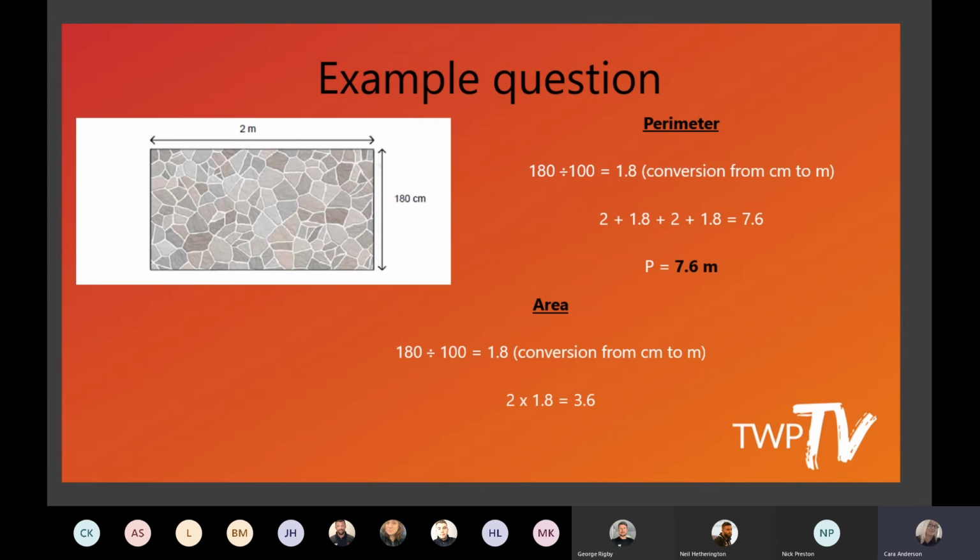Once I know what the conversion is, 2 times 1.8 is then 3.6. So remembering what we learned earlier, that your area must be shown in meters squared. So it's 3.6 meters squared.